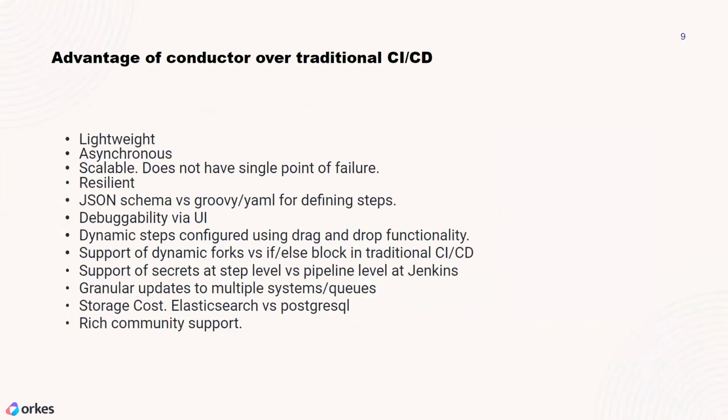Right. So here are a few of the points where Conductor has an advantage over a traditional CI/CD like Jenkins or CircleCI. First of all, Conductor is very lightweight. In fact, we can run everything in sub 100 MB or 200 MB memory usage and very little CPU usage. Since Conductor has an internal queue, it is basically asynchronous in nature, right? So everything is asynchronous, and as and when the task completes, Conductor will take care of scheduling and everything in an asynchronous manner. It is scalable and doesn't have any single point of failure.